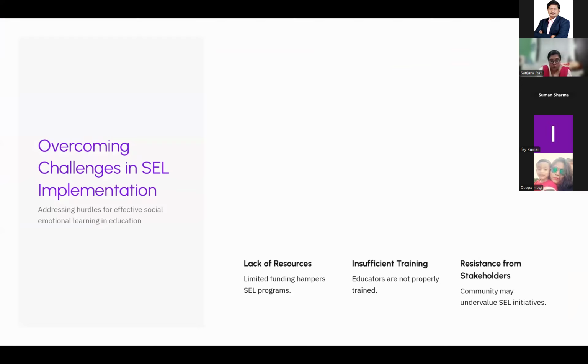Overcoming challenges in SEL implementation. Whatever we have to implement, we have so many hurdles to pass through. Here also, in social and emotional learning, we come across a lot of hurdles like lack of resources. Limited funding hampers SEL programs, meaning funding for the implementation of these things.